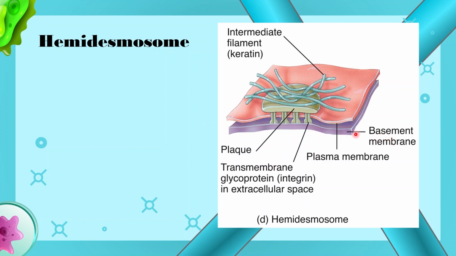Now, here we have the basement membrane. Then we have the transmembrane glycoprotein, which in this case is integrin instead of cadherin. Then going upwards, we have a plaque. The plaque is necessary for the integrins, which have a very low surface area, to bind to the intermediate filaments, which have a relatively high surface area. And in this case, the intermediate filaments are keratin.